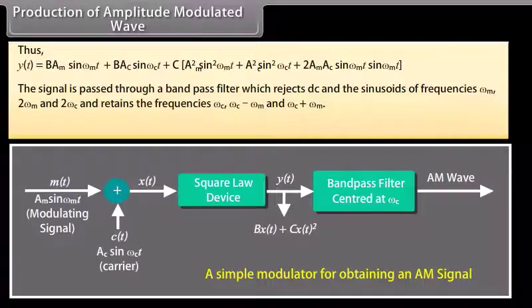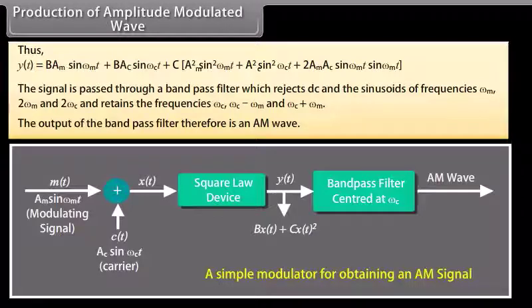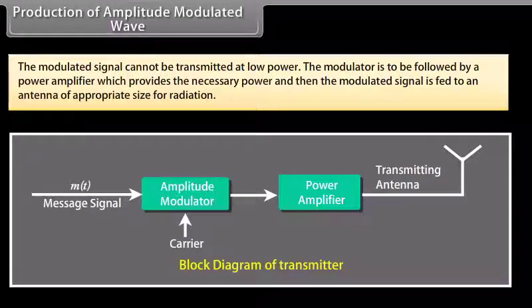The signal is passed through a band-pass filter which rejects DC and the sinusoids of frequencies ωm, 2ωm and 2ωc, and retains the frequencies ωc minus ωm and ωc plus ωm. The output of the band-pass filter, therefore, is an AM wave. The modulated signal cannot be transmitted at low power. The modulator is to be followed by a power amplifier which provides the necessary power, and then the modulated signal is fed to an antenna of appropriate size for radiation.